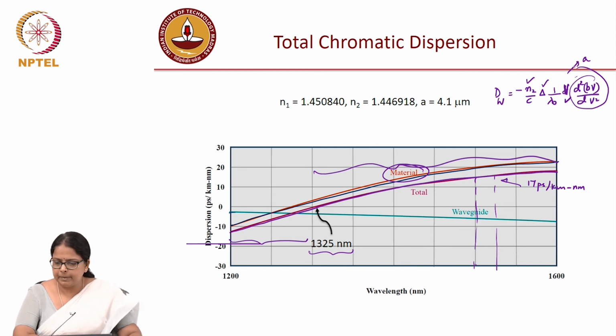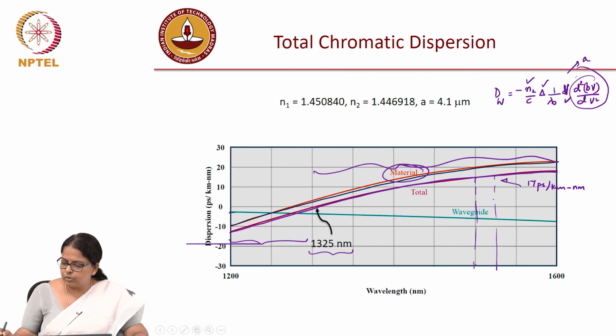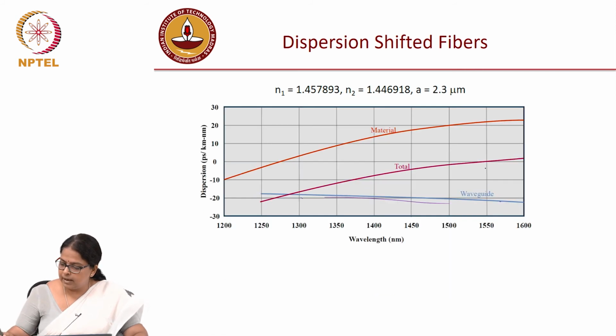So that is what people did, and they created what are called dispersion shifted fibers, where the zero dispersion is shifted to 1550 nanometer. So the waveguide dispersion, if you see, they changed the magnitude. In the previous graph, this is the zero line, and here was the waveguide dispersion, and now they made it so that the total crosses zero at 1550 nanometer. So you made the waveguide dispersion really large to compensate for the material dispersion.